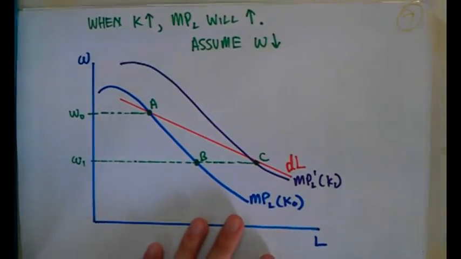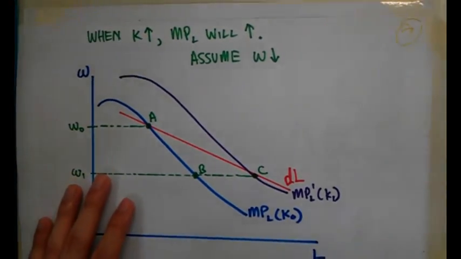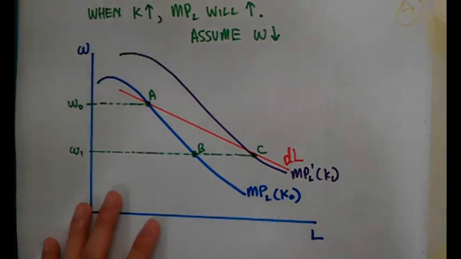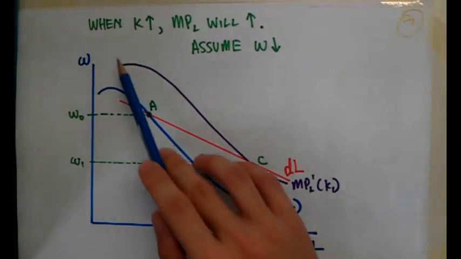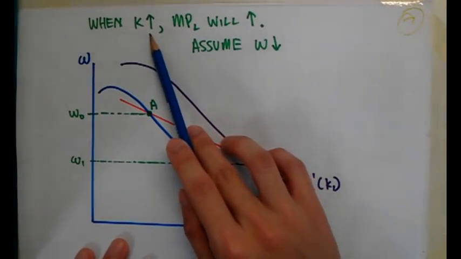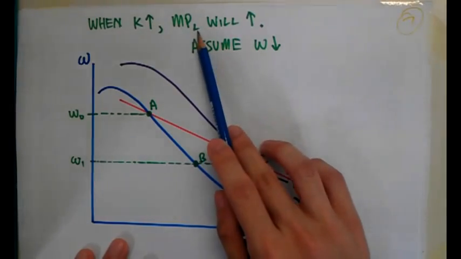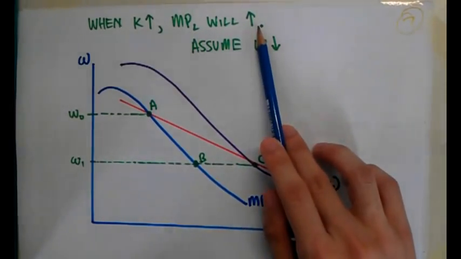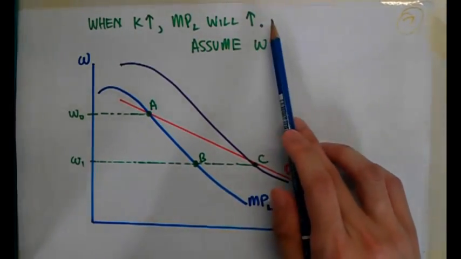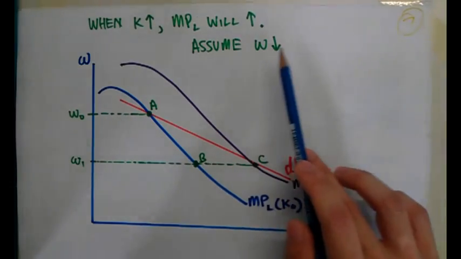Now look at this. We'll go through this one by one. Do not be alarmed. We'll take it slow. When capital increases, the marginal product of labor will increase as well. Why? Because more machines means higher productivity. And we will assume that real wages have fallen.